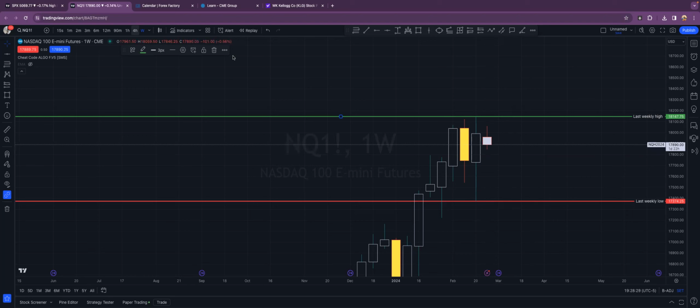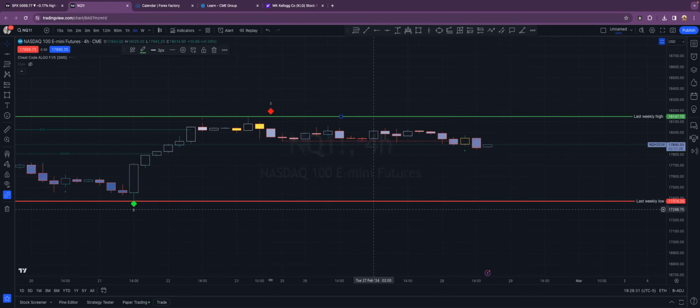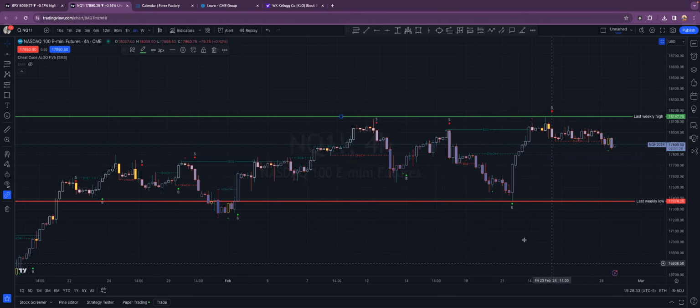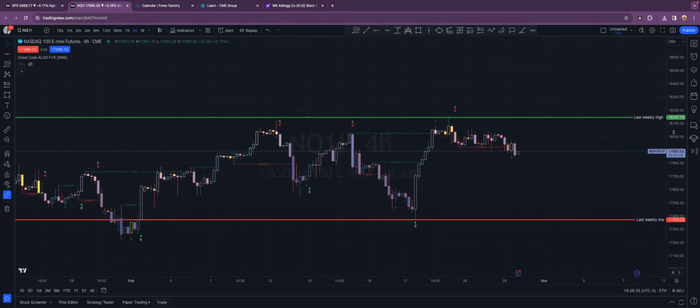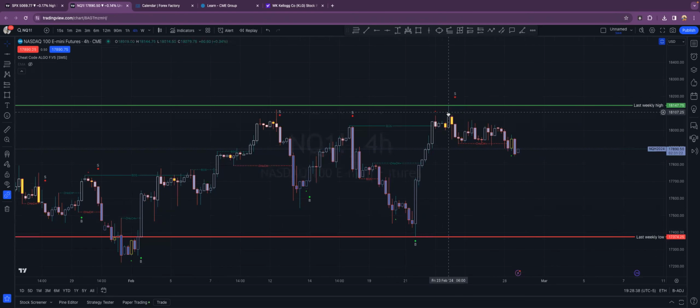Drop down to the 4-hour chart. Inside market, right? This is the previous week high, previous week low. We still inside market. So this has been a very, very tight range. Very, very tight. Let me dig this. Got this little OB. I kind of tested that. Actually, two of them.